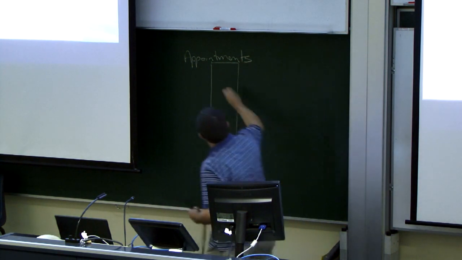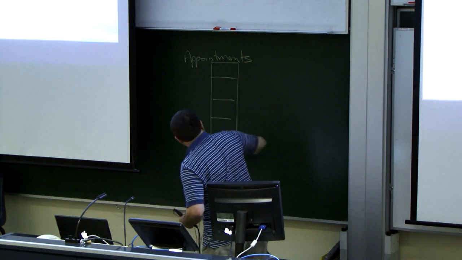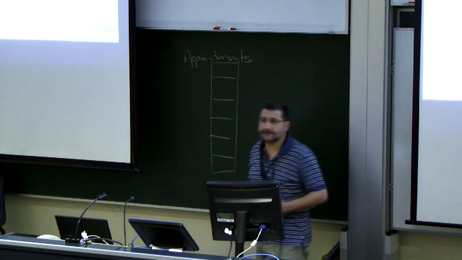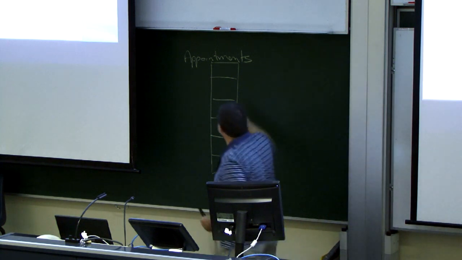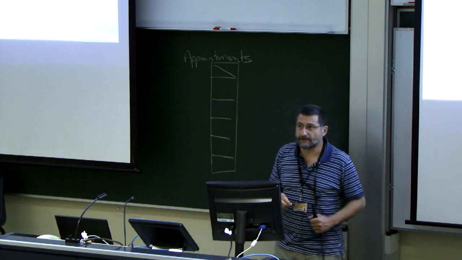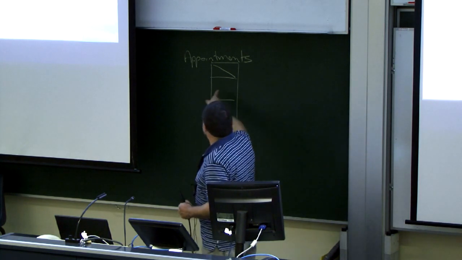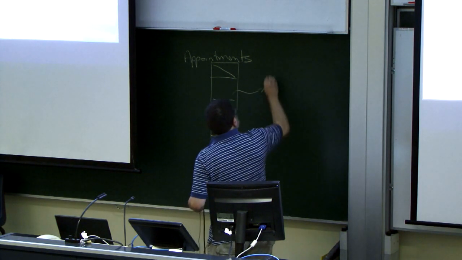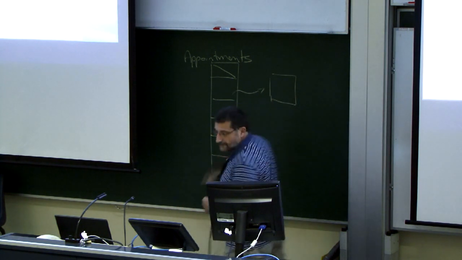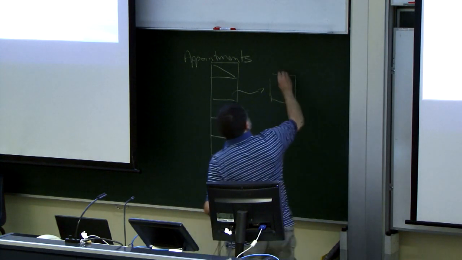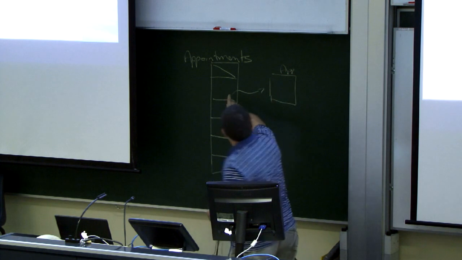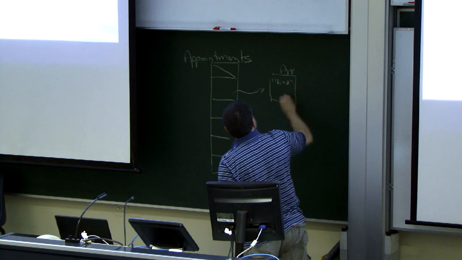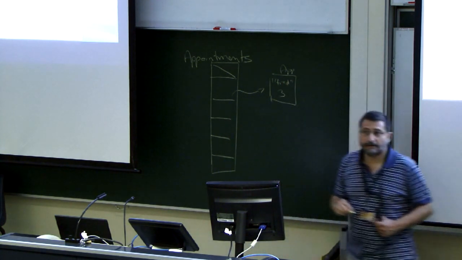Appointments is an array, and initially all of these elements of the array are empty, so they have a null pointer, a null reference that's not referring to anything. When we put an appointment into the array, that's a reference to an appointment object that contains a description and a duration.